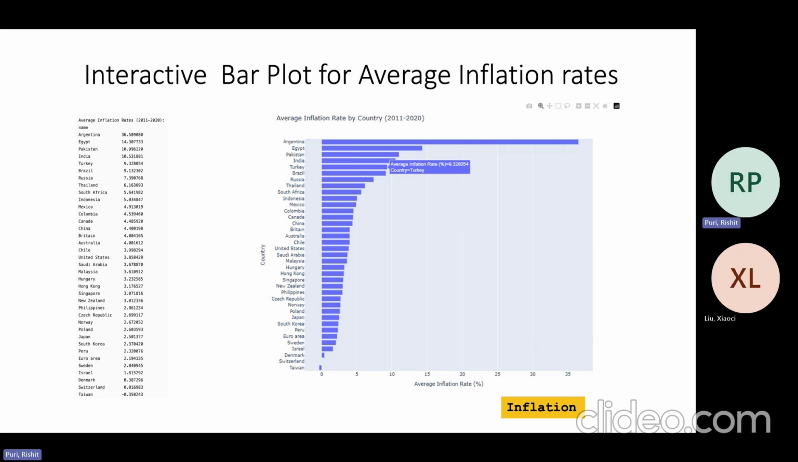Here, this shows a figure which is basically an interactive bar plot for the average inflation rates. As we can see from the figure here, Argentina has the highest average inflation rate when comparing from the year 2011 to the year 2020. You can also see countries like Egypt, Pakistan, and India rank third, fourth, and fifth in the ranking.